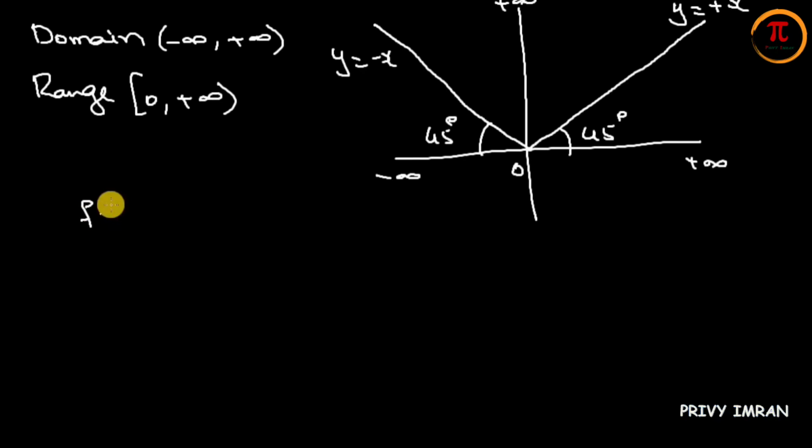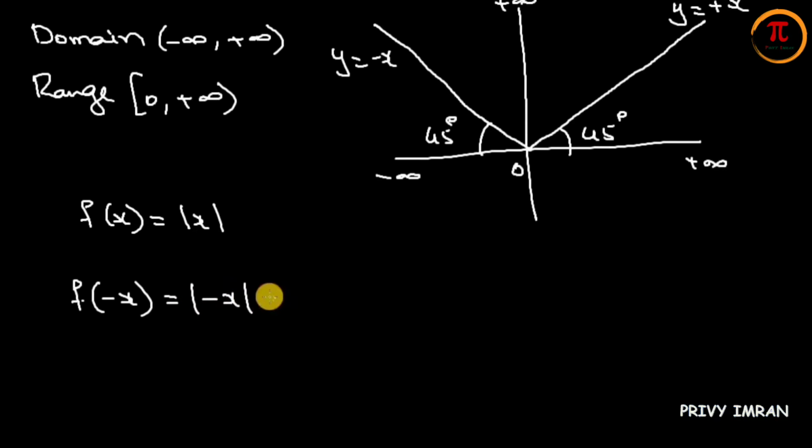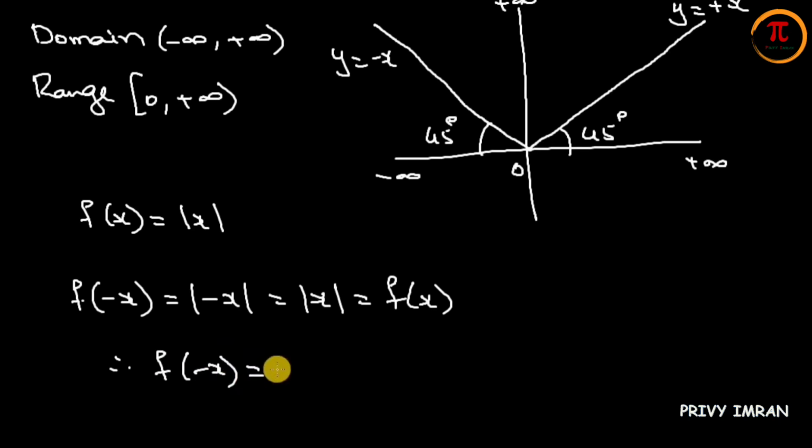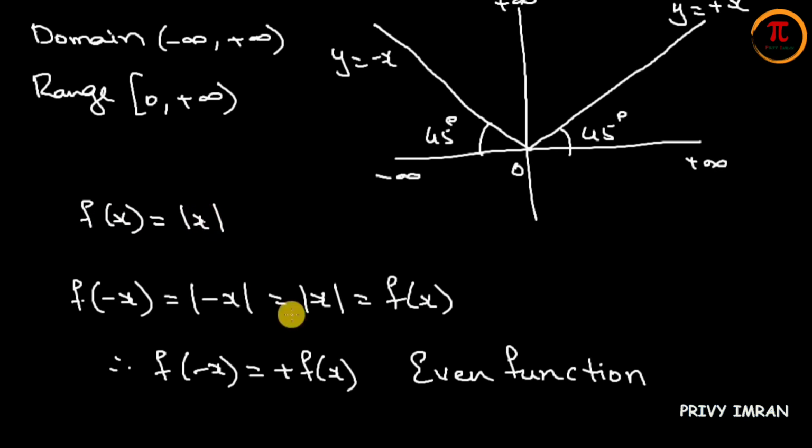Now the nature of the function, f of x equal to mod x. This is our normal modulus function. If I substitute minus x in place of x, then the modulus of minus x will again give mod x, which represents f of x. Therefore f of minus x equals f of x. Hence this represents an even function. So f of x equal to mod x is nothing but an even function.